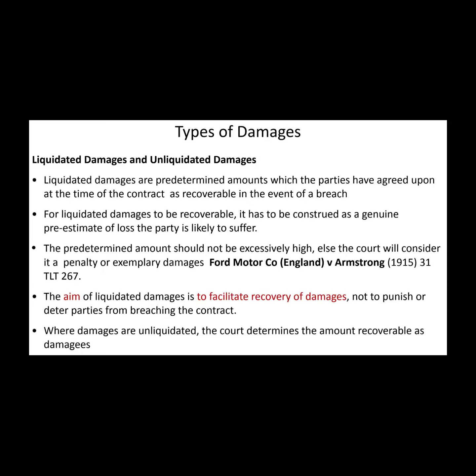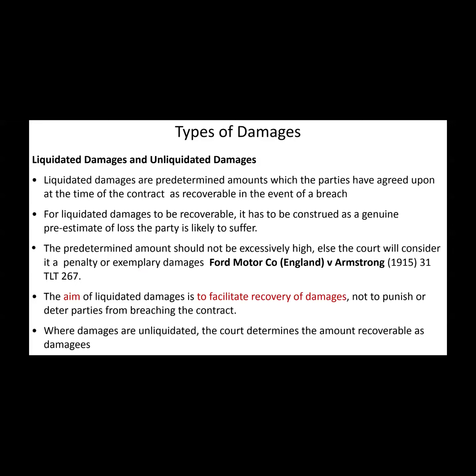It has to be constructed as a genuine pre-estimate of the loss that the parties would likely suffer. So if the sum is higher than the genuine pre-estimate, or grossly overstated, right, overestimated, then the court would likely regard this arrangement as a penalty. Because remember, the aim of damages in contract law is not to penalize the party in breach, but to compensate. So if the liquidated damages that the parties have agreed upon turn out to be too high, not genuine, overestimated, then the court would not enforce such an arrangement because it would consider it to be a punishment to the defaulting party. And remember that the aim is not to punish but to compensate.